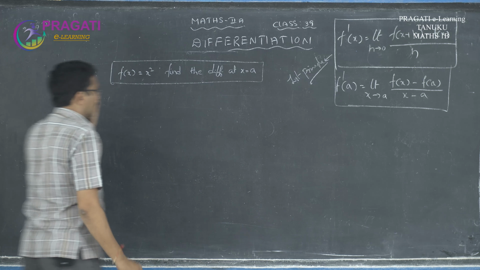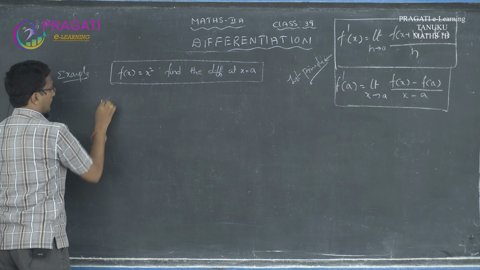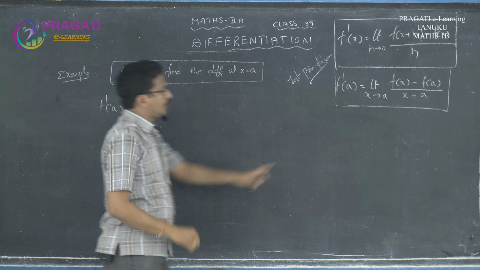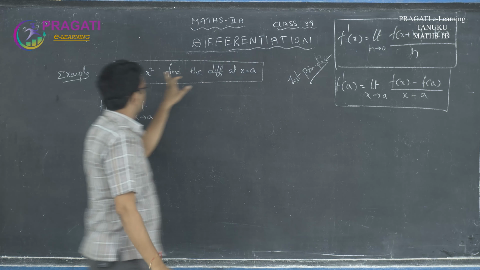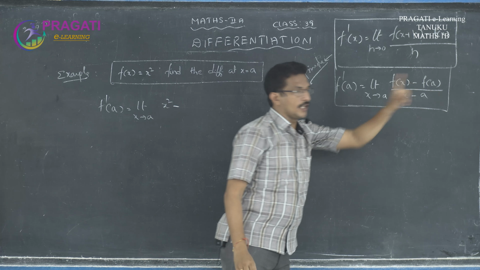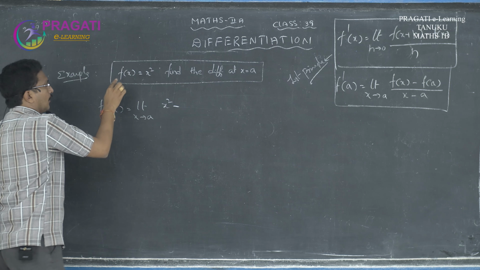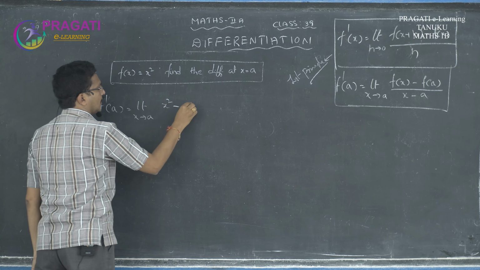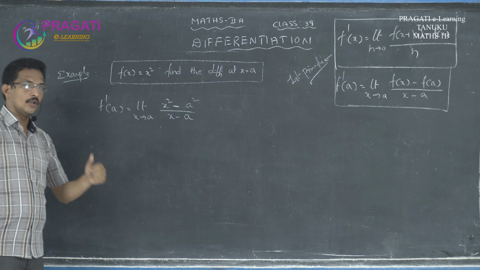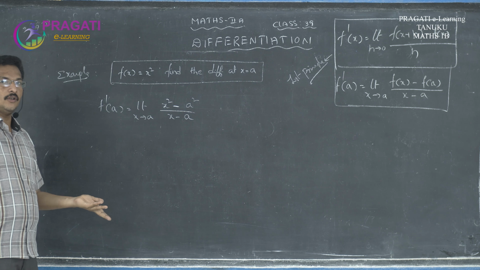Here f dash of a is equal to limit x tends to a, f of x, here f of x means x square, minus f of a. f of a means put x is equal to a, then a square, by what is the denominator? x minus a. Okay, students. Here, directly substituting x is equal to a: a square minus a square, 0, by a minus a, 0. 0 by 0, indeterminate form.